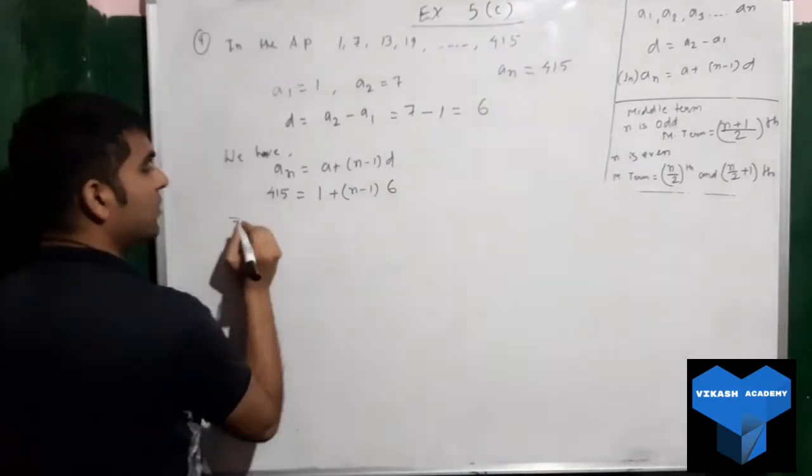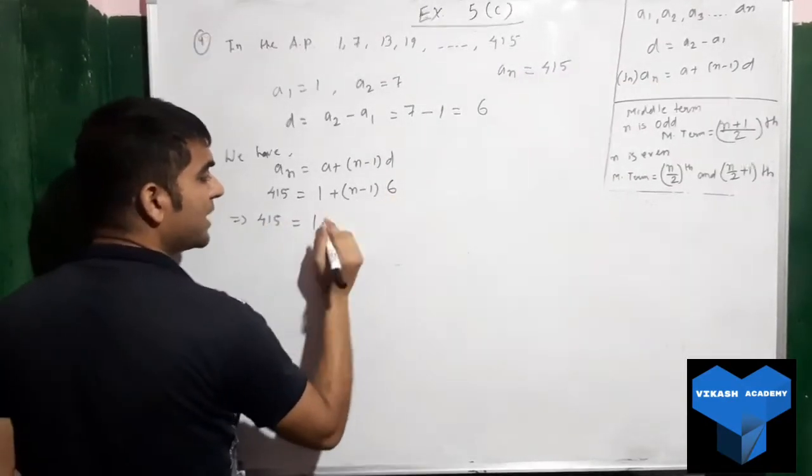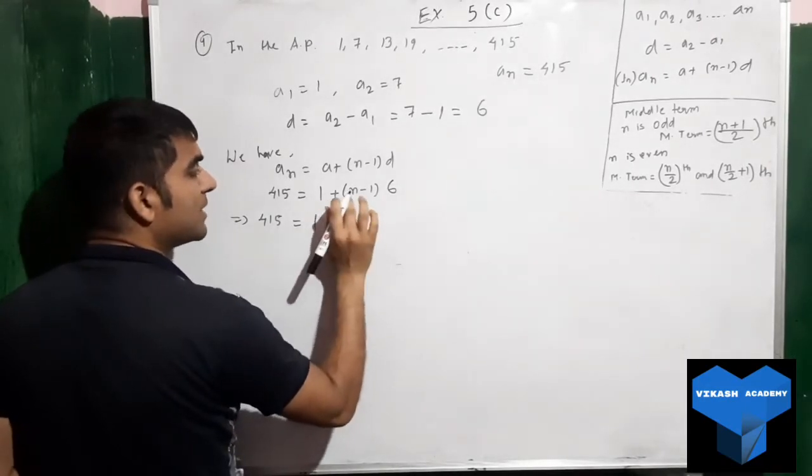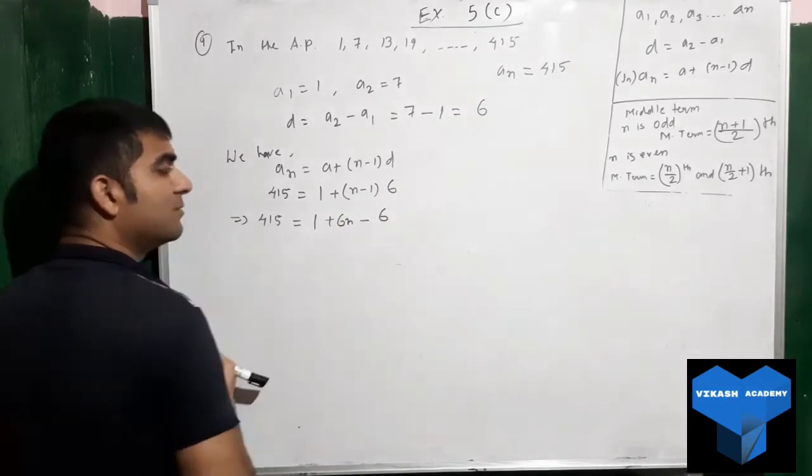Now, 415 will be the same, 1 will be 1, 6 into n will be 6n, plus, if you multiply plus into minus, you will have minus, 6 into 1 will be 6 now.